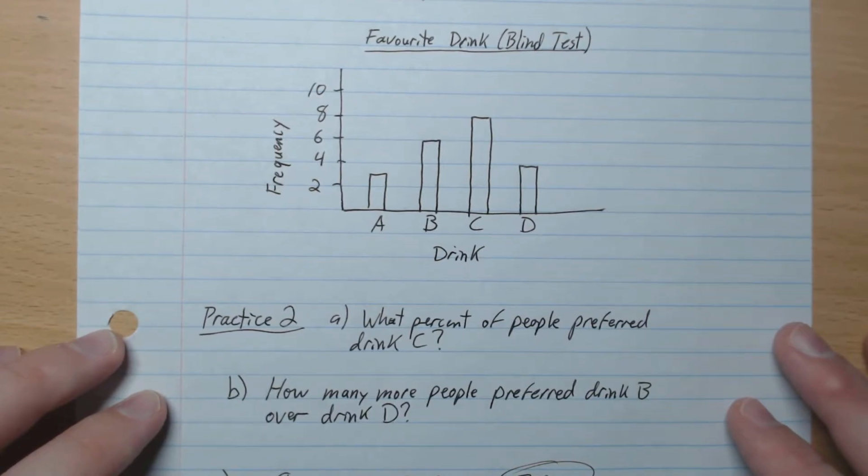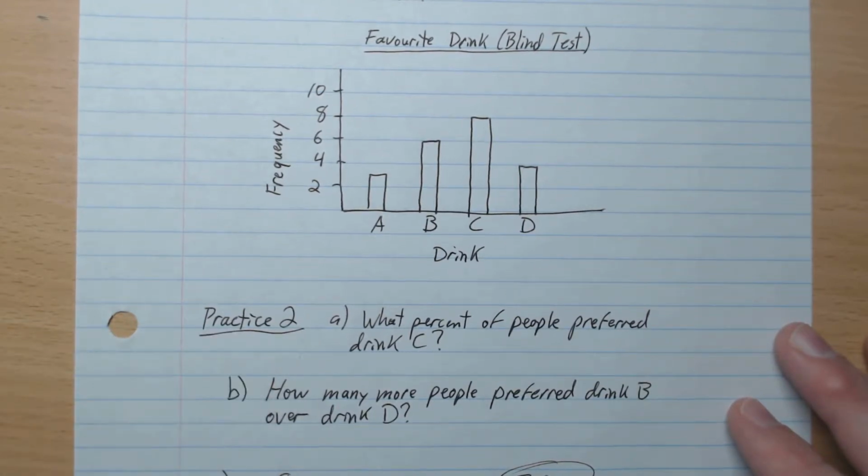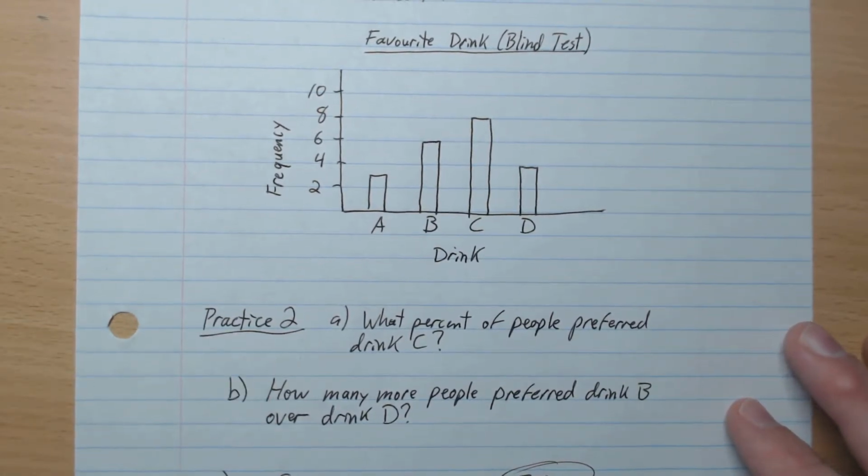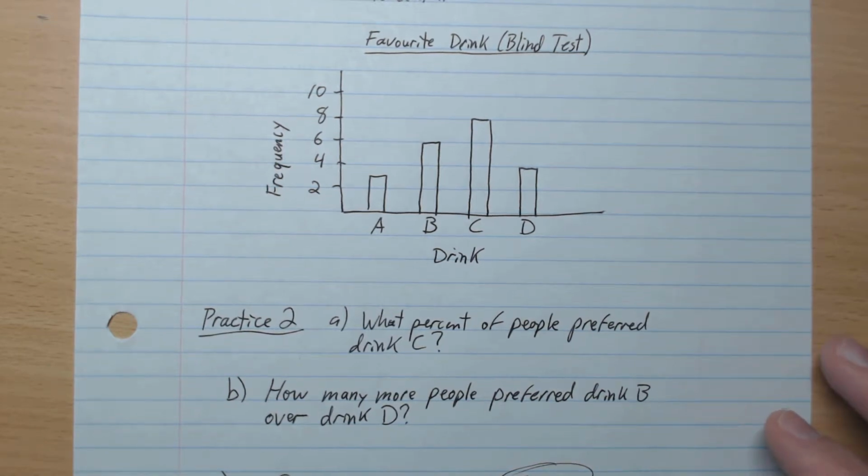And so practice question number 2. A, what percent of people preferred drink C? And B, how many more people preferred drink B over drink D? Go ahead, pause the video and answer that.